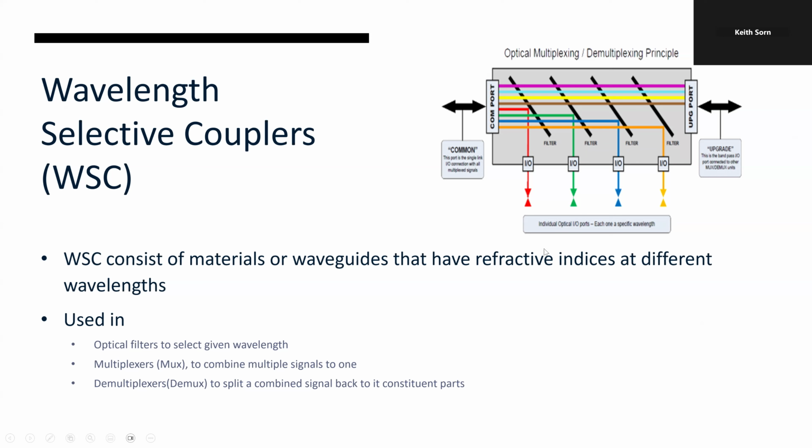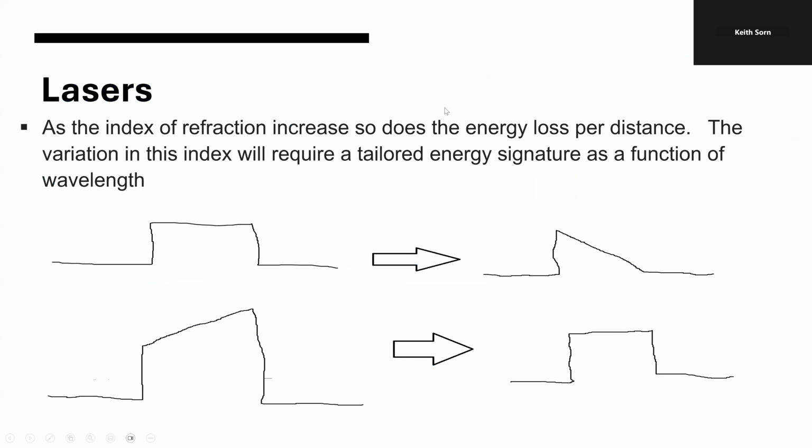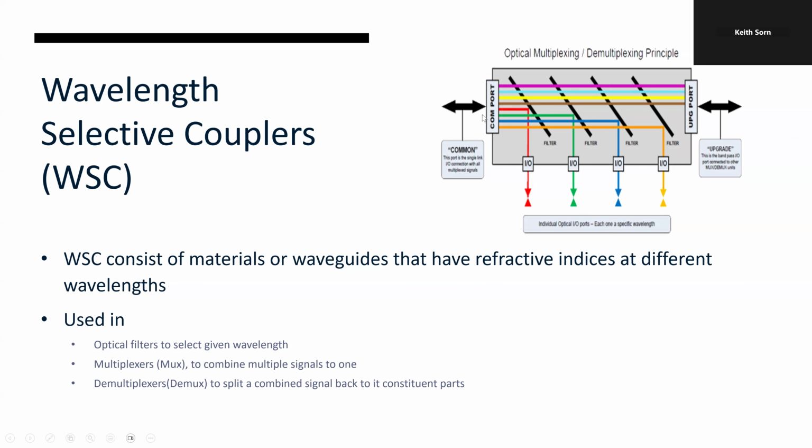This is called demuxing. We can use this in reverse and take the different colors and put them in the same beam, which we call muxing or multiplexing. This device can also be used to filter selective wavelengths, like we only want the blue color.